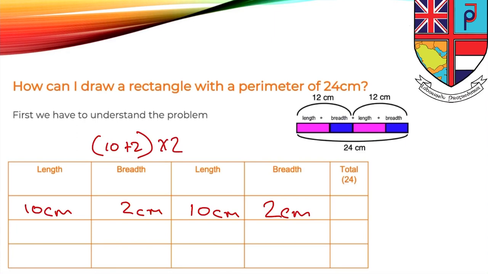Yeah, we've got 10 plus 10, which is 20. 2 plus 2, which is 4. So we just partitioned it a little bit. So we know 20 plus 4 is 24. So I'll leave that to you. Can you think of another few combinations, all add up to make 24 centimeters?